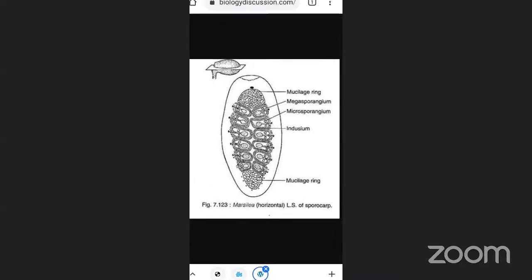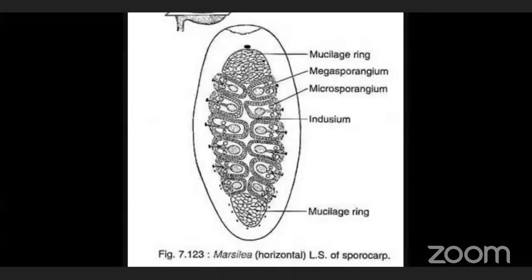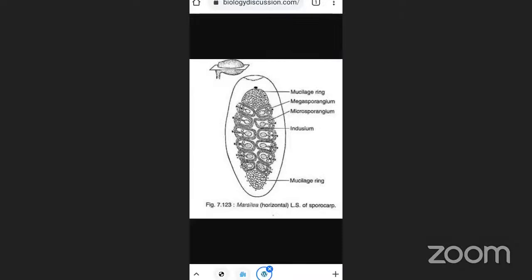This Marsilia has the heterosporous type of sporocarp. Heterosporous means two types of spores are there: microspores and megaspores. Heterospores. So in the sporocarp, the microsporangia produce the microspores and the megasporangia produce the megaspores.